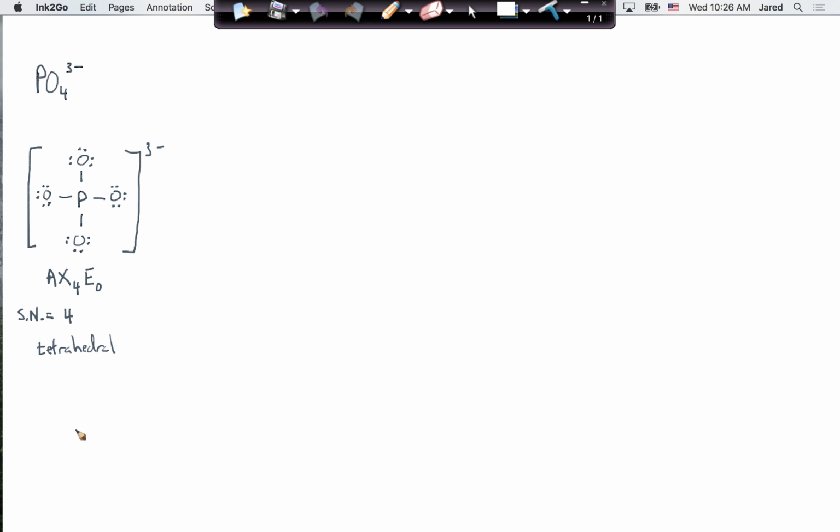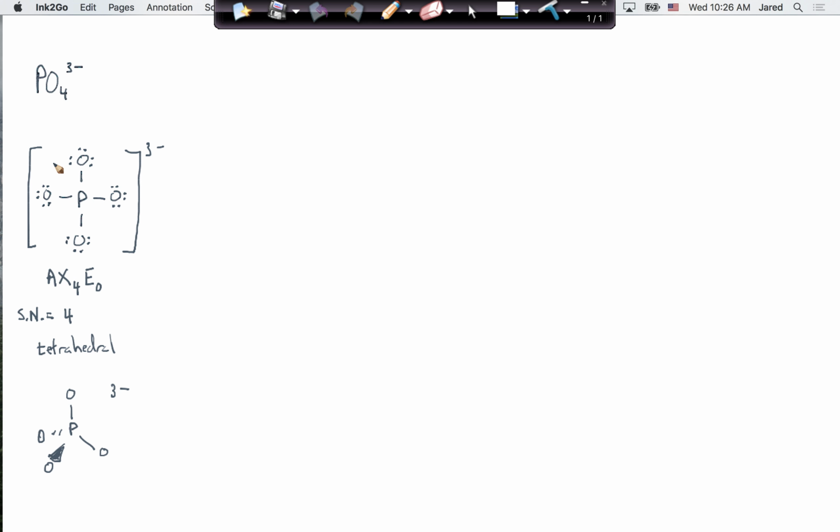And we can draw that out by saying that we have a phosphorus going up to an oxygen atom, going down to an oxygen atom, coming out towards us to an oxygen atom, and going away from us to an oxygen atom. Okay, and this whole thing here has a 3 minus charge. So this is kind of standard for using the Lewis structure to interpret it, to get the shape.